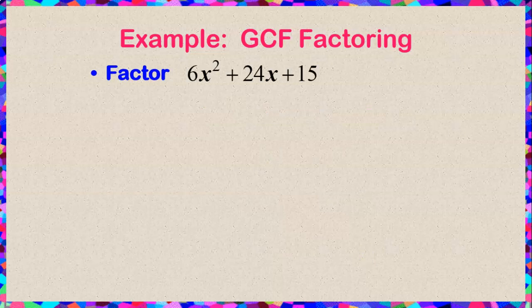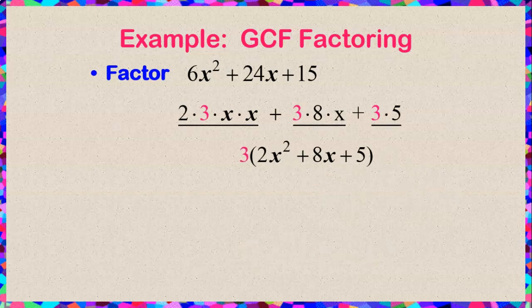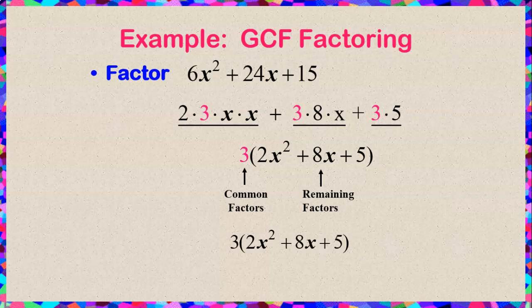So greatest common factor, factoring, in this case it is a trinomial, but notice that 6, 24, and 15 all have a common factor of 3. So we can take that 3 out and put everything in the binomial, and then we would check that remaining trinomial to see if it would factor more. So 2 times 5 is 10. There are no factors of 10 that add up to be 8, so we know that we're finished.